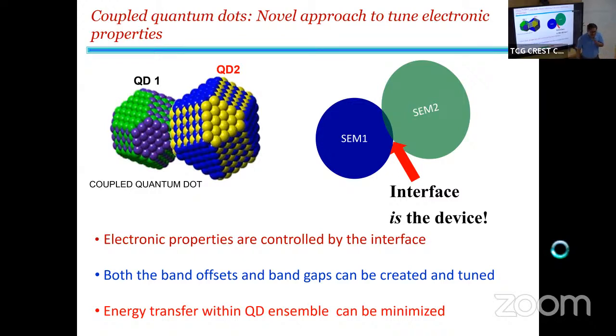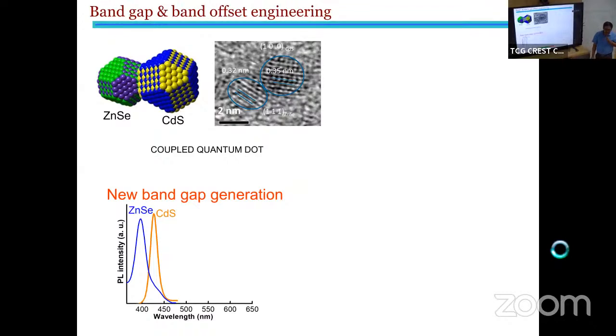Another advantage is that for monocomponent quantum dots, there will be size distribution and shape distribution effects. That actually leads to energy transfer within the ensemble of these quantum dots, and this can be highly prevented by using the coupled quantum dot, because the resultant properties of the coupled quantum dot will not depend on the individual quantum dot, rather they will depend on the junction itself. Let's see how it happens.